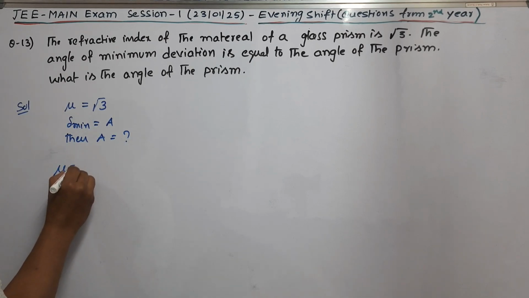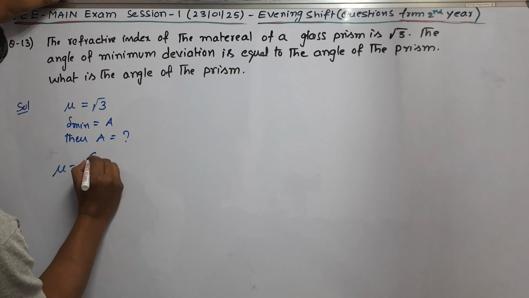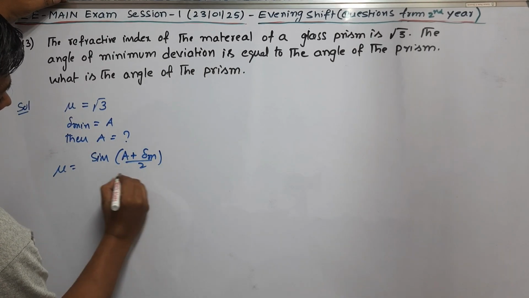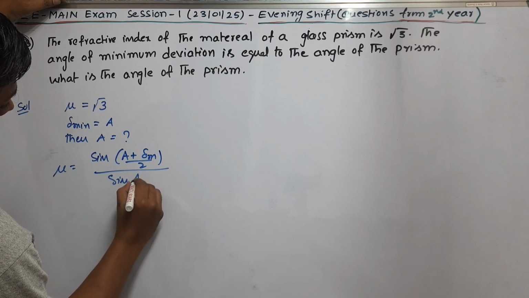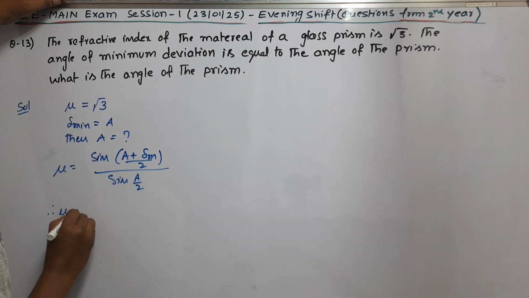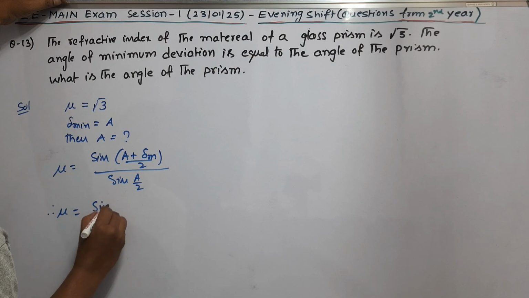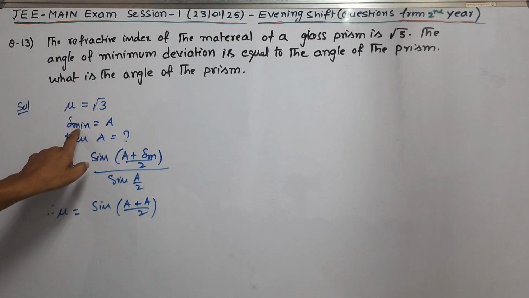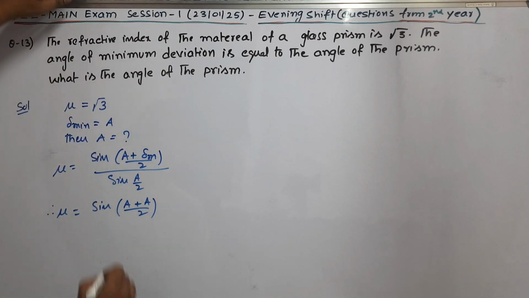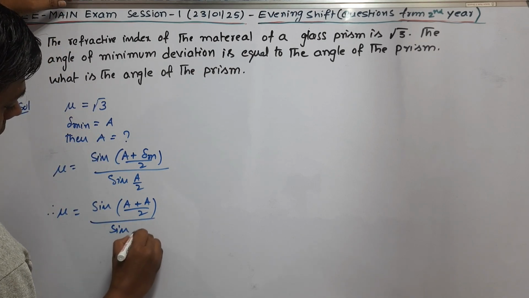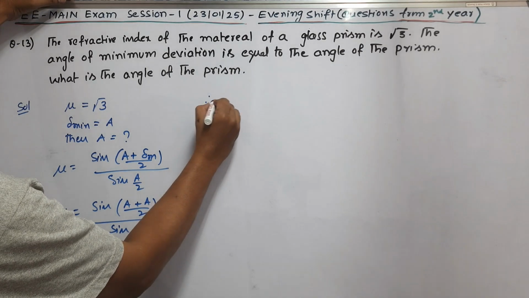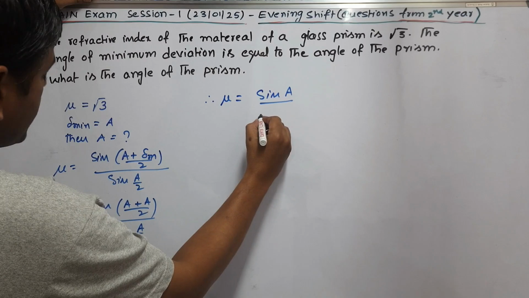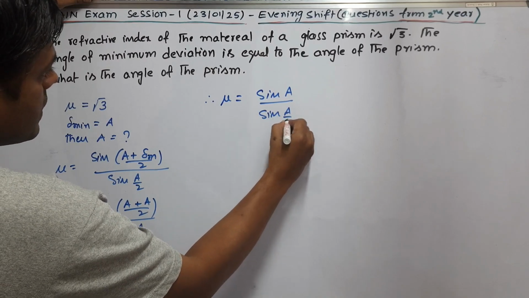You know, from the definition of refractive index of a glass prism, mu is equal to sine of A plus delta m, that means minimum deviation, by 2, by sine A by 2. Therefore, mu is equal to sine of A plus A by 2, because delta m, the minimum deviation, is equal to the angle of the prism, by sine A by 2. Therefore, mu is equal to sin A by sin A by 2.